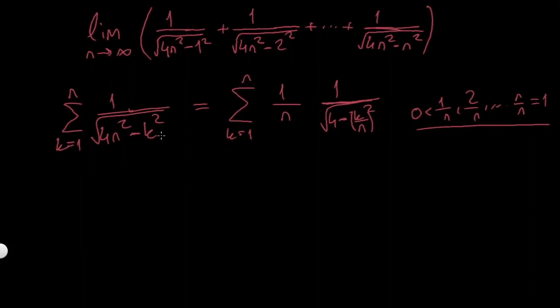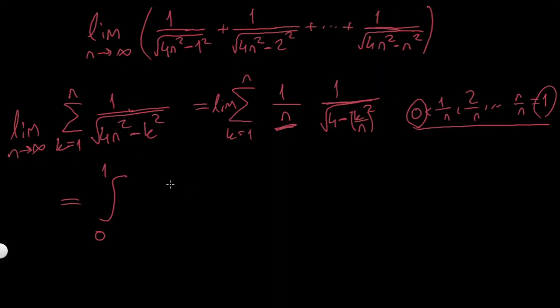So if I take the limit as n goes to infinity, and let's also put the limit here, this is going to be the integral. I partitioned between 0 and 1, I have n pieces and I have 1 over n here. So this is from 0 to 1, 1 over the square root of 4 minus x squared dx, where the k over n's become x, and I'm squaring it because I have this square here.